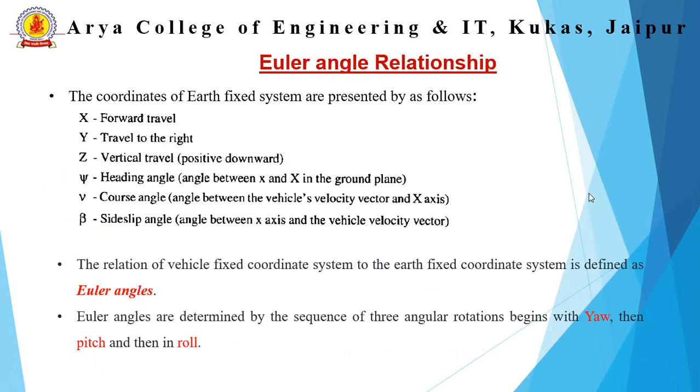Euler angles are determined by a sequence of three angular rotations, beginning with yawing, then pitching, and then rolling. So first the stability of a vehicle will be defined with the help of yawing, then pitching, and then rolling. So this is the sequence.